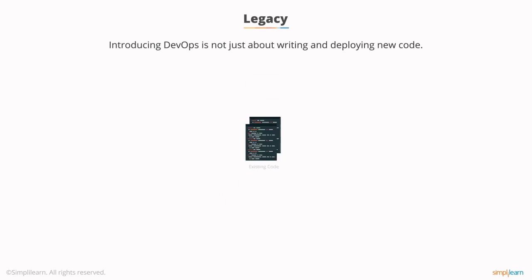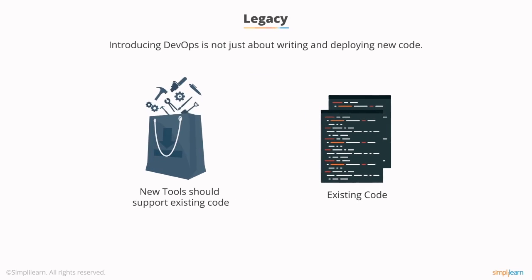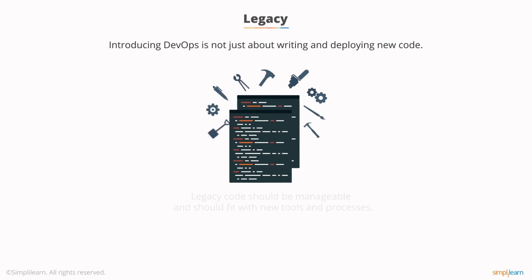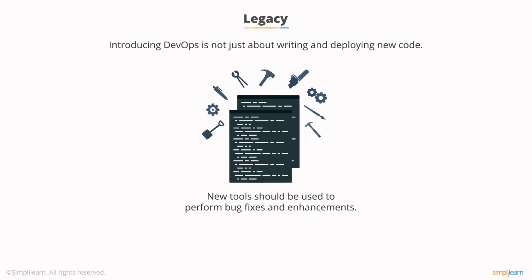So DevOps is not just about writing and deploying code. We need to improve existing code. New tools need to support new code, but they also need to be able to support legacy code. Legacy code might need to be changed or restructured over time to make it more manageable and to make it fit in with the new process and tooling. And we need to take on board bug fixing and enhancements, which need to work with the new tools and new procedures.